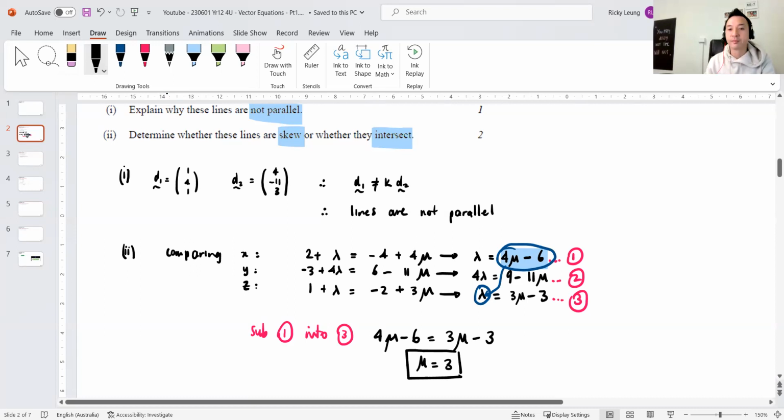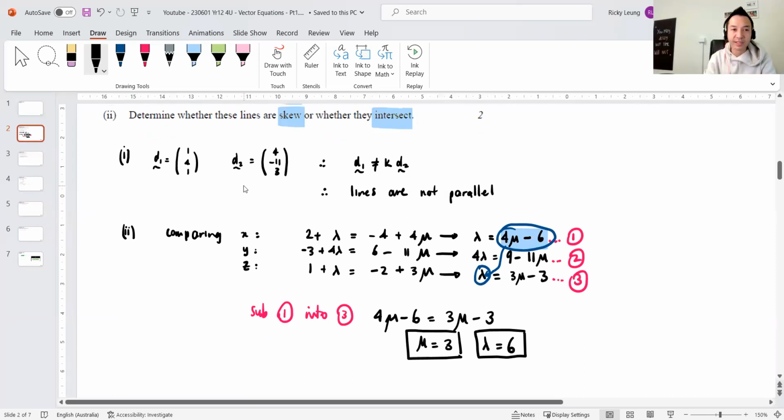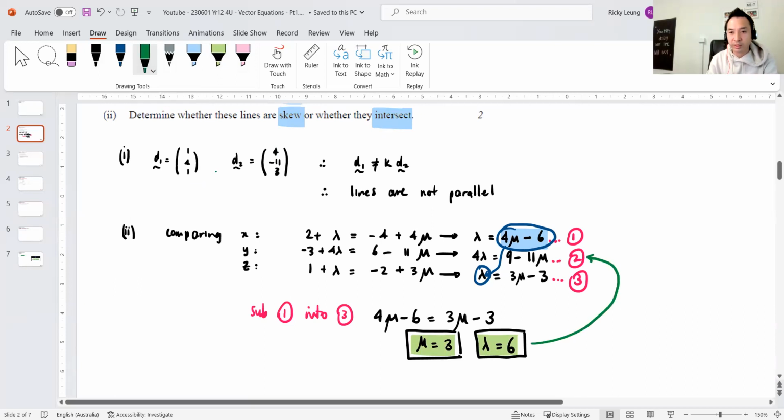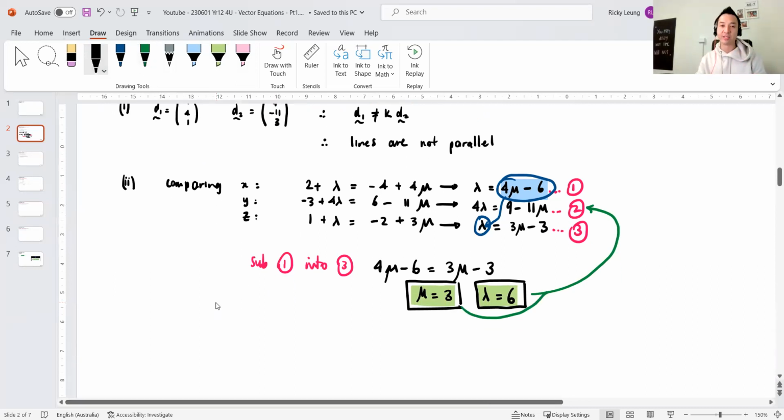Right, if I get that, and if I sub it back into lambda, any of these, I should get 3 times 3 minus 3 is 6. Now once you get both of those, the aim is to plug both of these guys into equation number 2. Sub them both into equation number 2. And if the left-hand side and the right-hand side are equal, then you have intersection. If you don't, then you have skew.